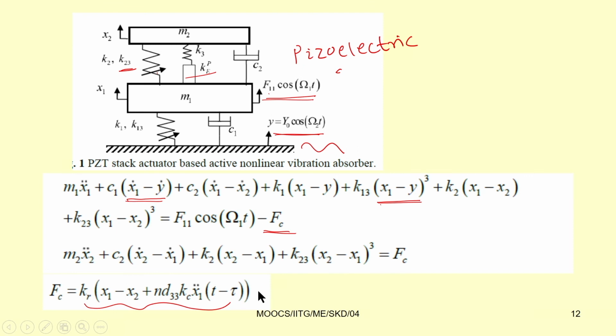Later you will know more regarding the stack actuator when we study the application of this. Then the second equation can be written this way: m2 x2 double dot plus c2 into x2 dot minus x1 dot, plus k2 into x2 minus x1, plus k23 into x2 minus x1 cube, equal to Fc. So, this way by drawing the free body diagram, you can either apply Newton's second law or D'Alembert principle to find the equation of motion for a discrete system.